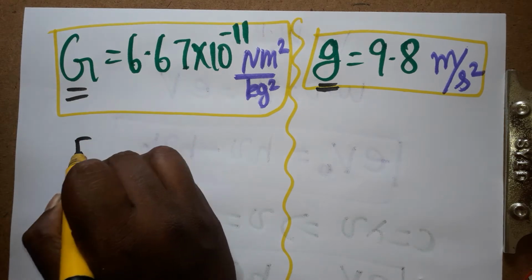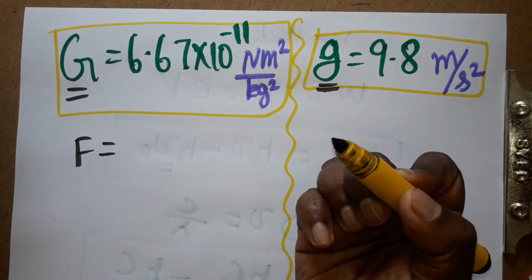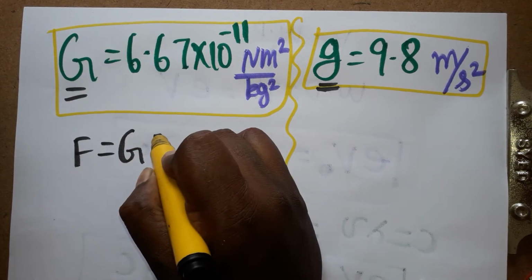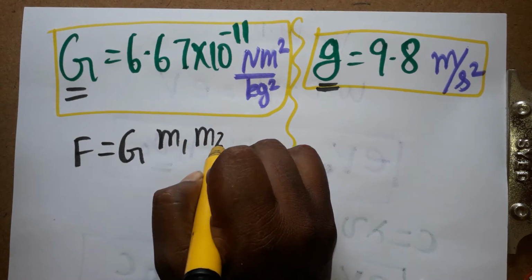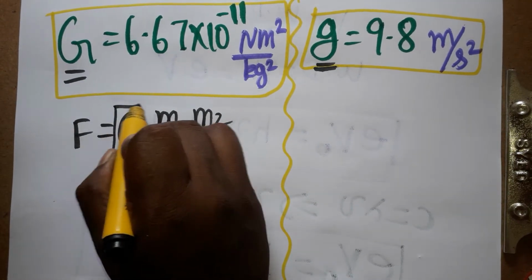F is directly proportional to the product of the masses and inversely proportional to the square of the distance between the two objects. The same thing: F is equal to G times m1 m2 divided by d square. It is the universal law of gravitation. Here I have taken it as capital G.